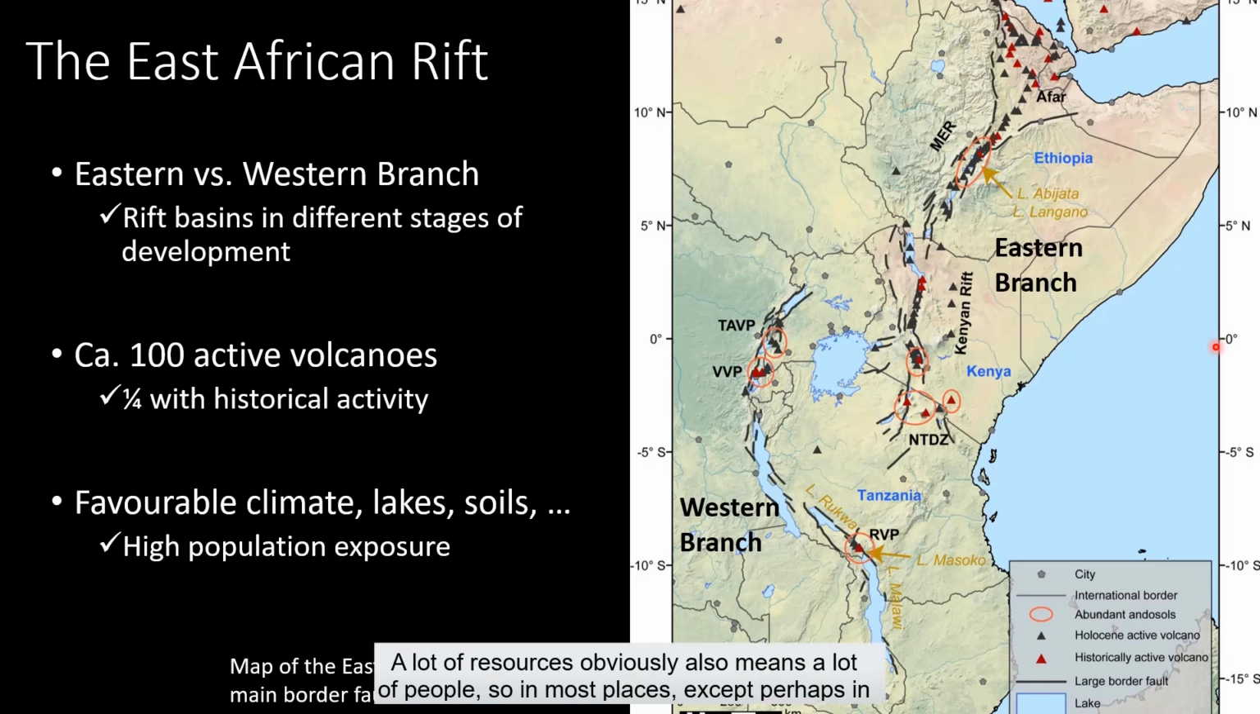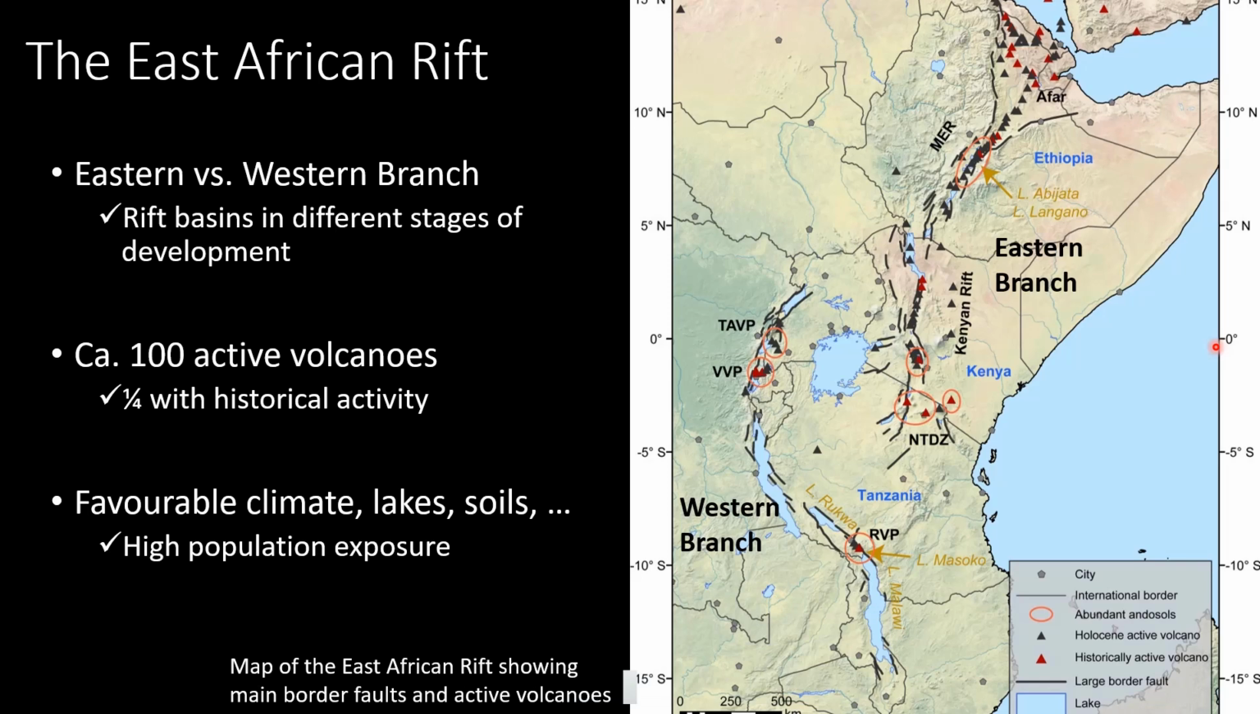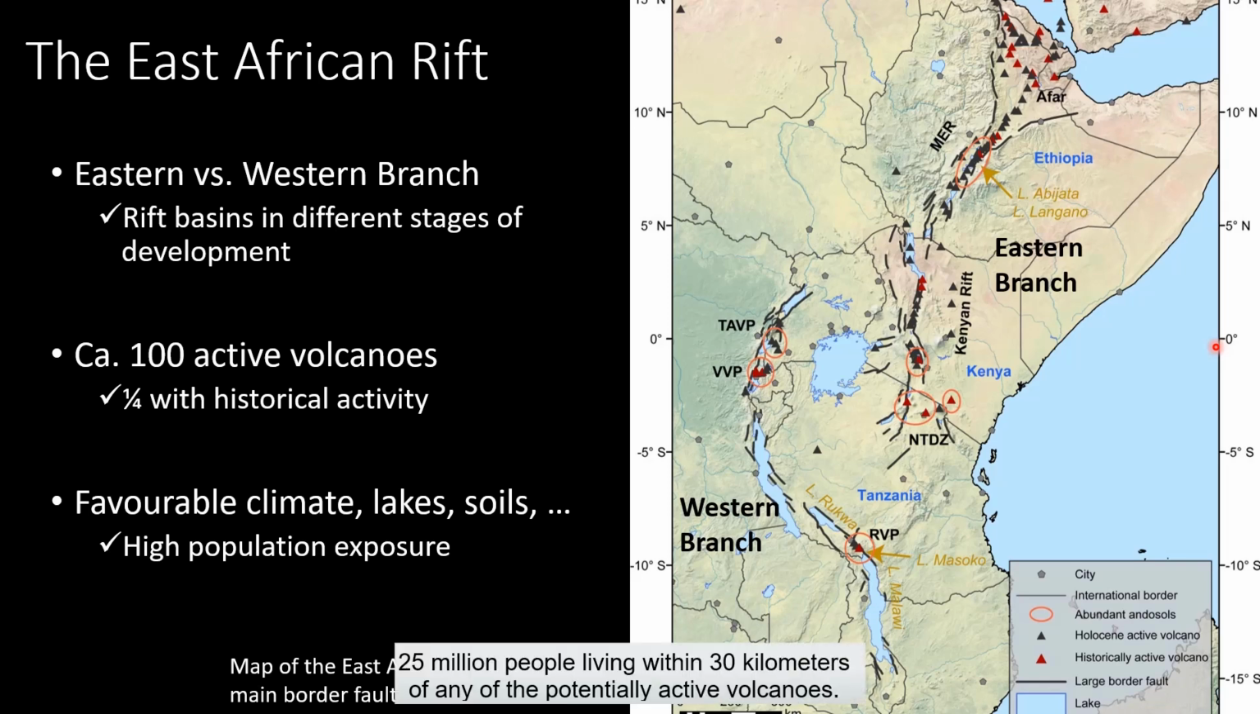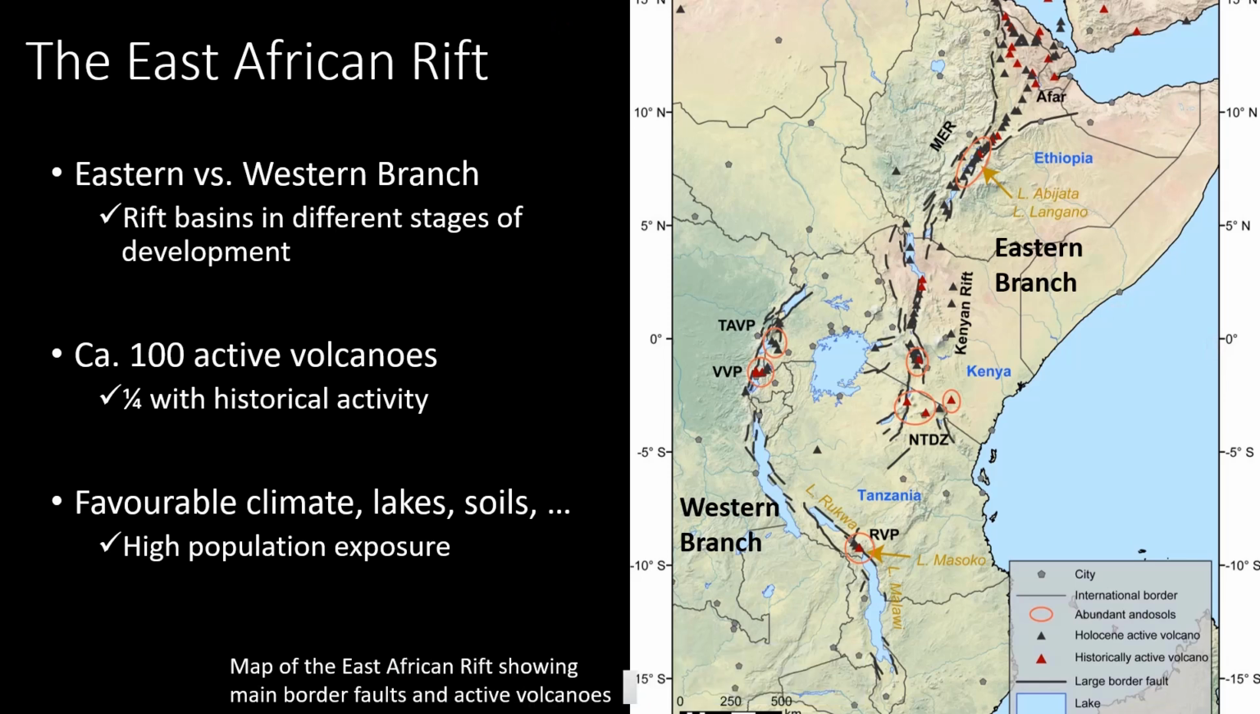A lot of resources obviously also means a lot of people. So in most places, except perhaps in Afar or in northern Kenya, we have a high population exposure and a total estimated 25 million people living within 30 kilometers of any of the potentially active volcanoes.